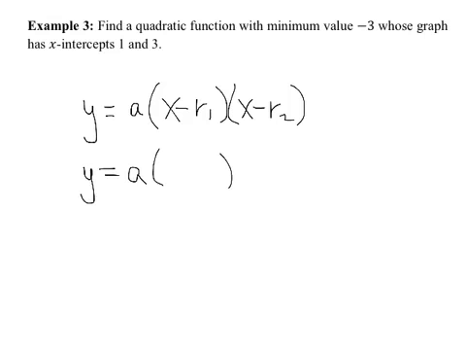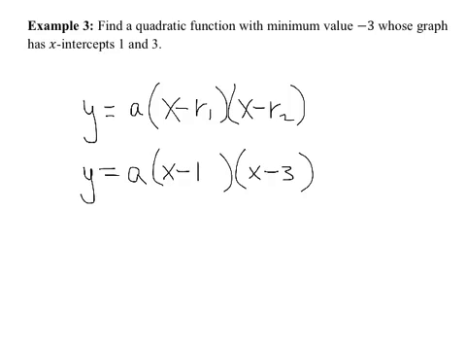Yeah, so right away, 1 and 3 are the zeros of the function. They're the x-intercepts. They're the roots of the equation when set to 0. Any of those words are fine. Okay, so I'm going to go ahead and write x minus 1, x minus 3.